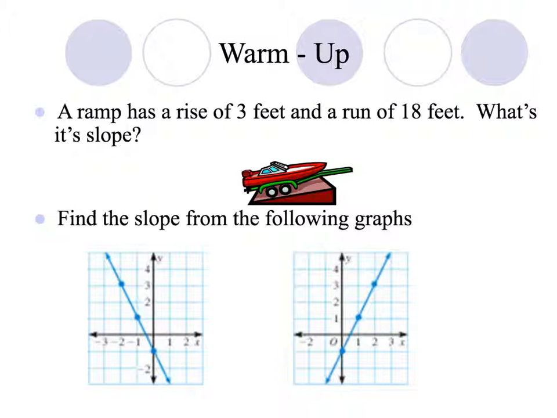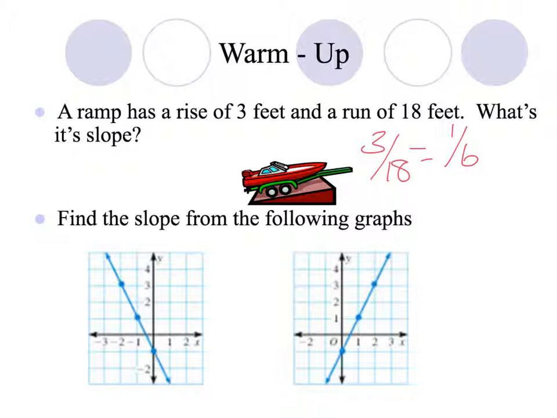So warm up today. A ramp has a rise of 3 feet and a run of 18 feet. Remember that slope is rise over run. So that's going to be 3/18. 3/18 reduces. I can divide top and bottom by 3, giving me 1/6.